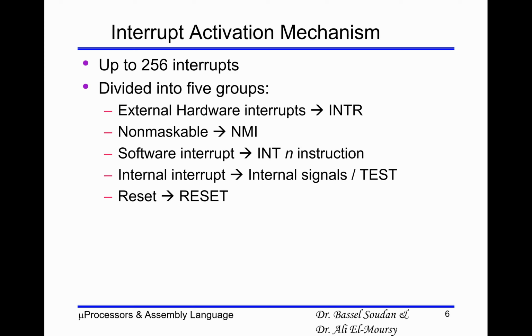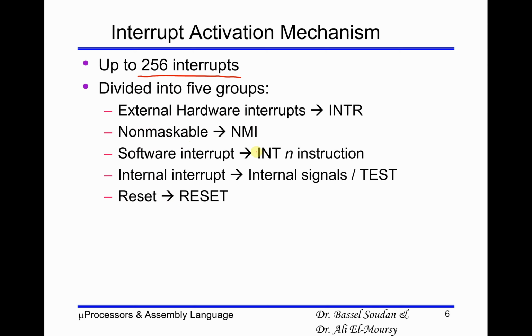First of all, the 8086 machine that we are studying from the beginning of this course can recognize 256 different interrupts. The total number of interrupts for the machine is 256. Definitely, this number is way bigger than what is needed inside any machine. Those interrupts are divided into groups. As we mentioned, we have the hardware interrupts, non-maskable interrupts, software interrupts, internal interrupts, and reset interrupts.